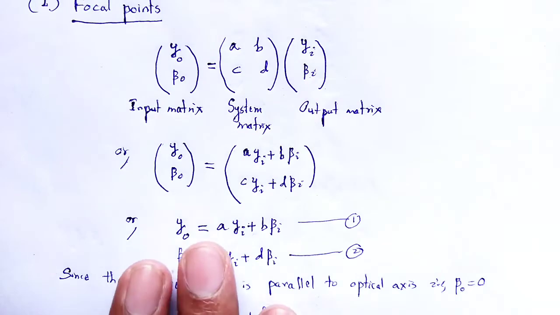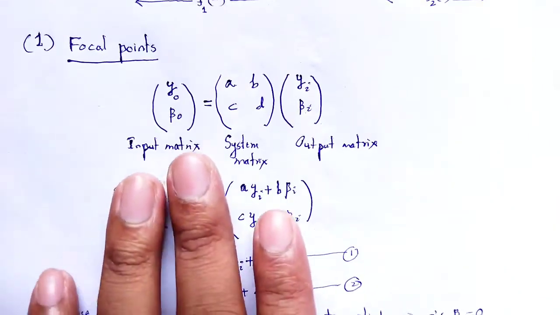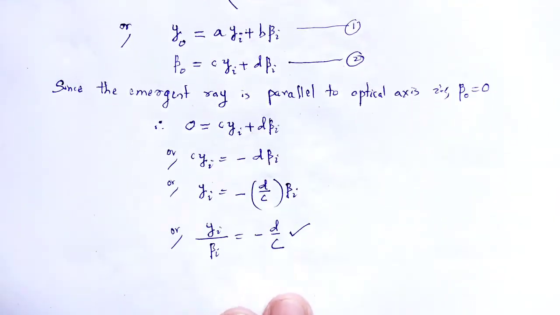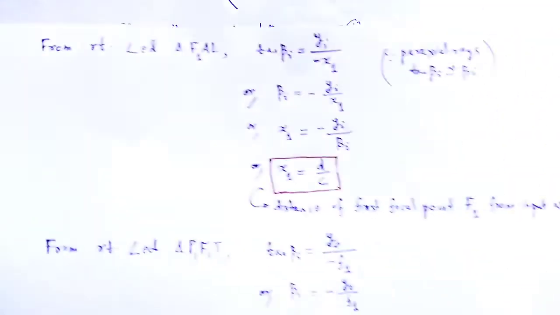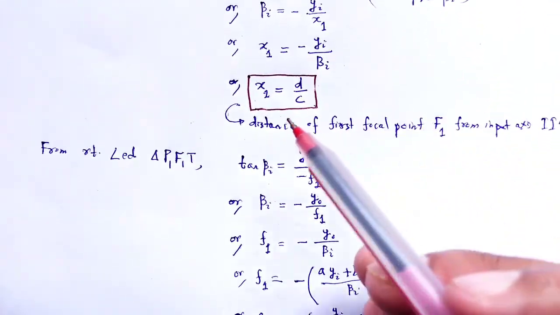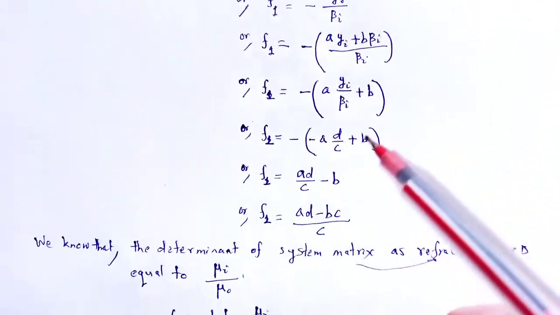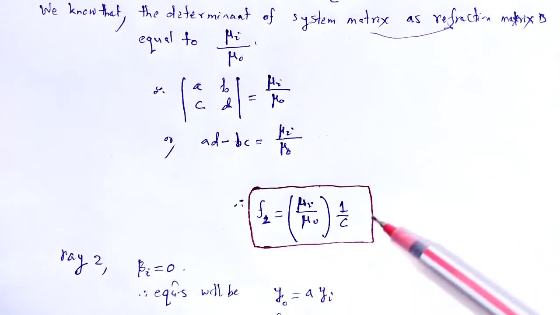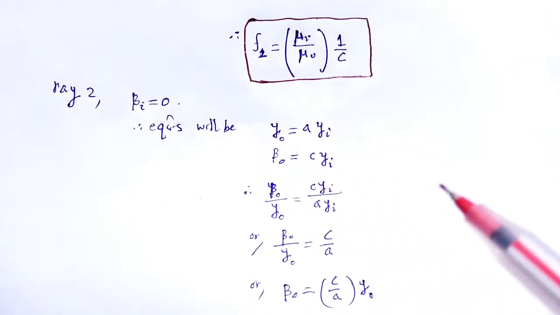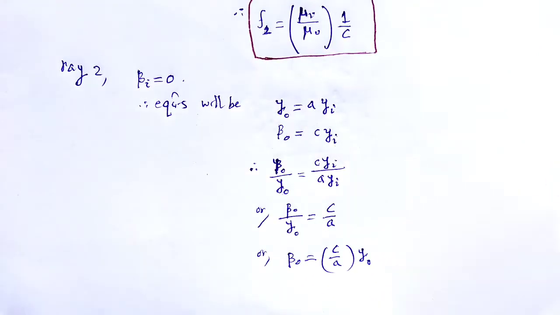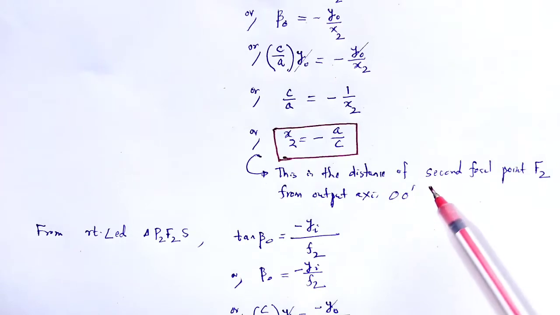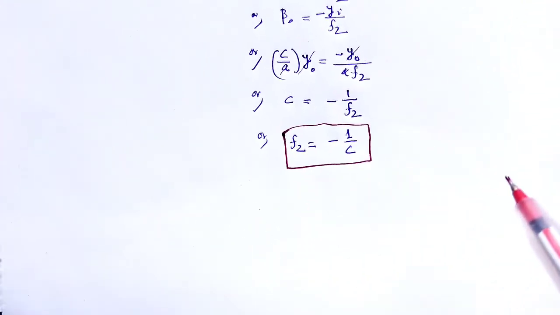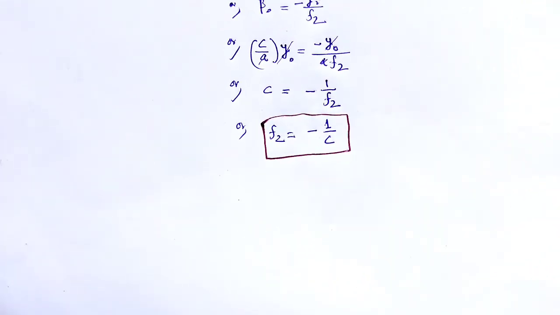So here we have calculated the cardinal points as focal points. X1 is D by C, next F1 is mu I by mu O into 1 by C. Taking ray number 2, we have X2 and F2. This is for the focal points.